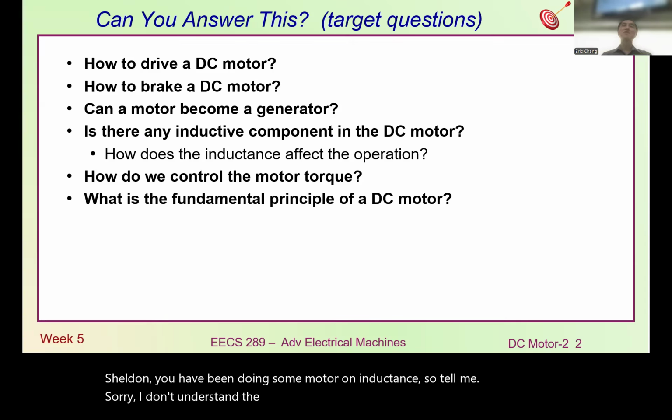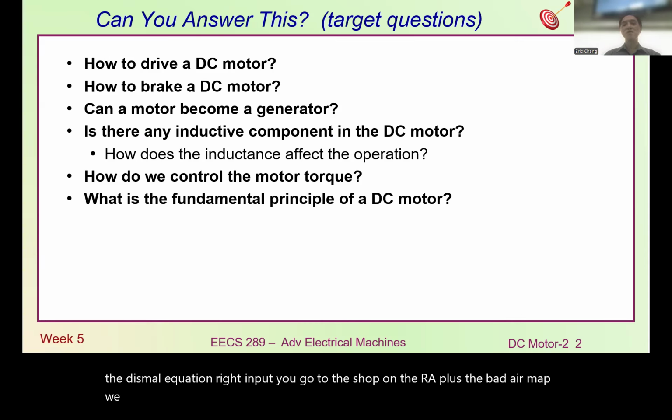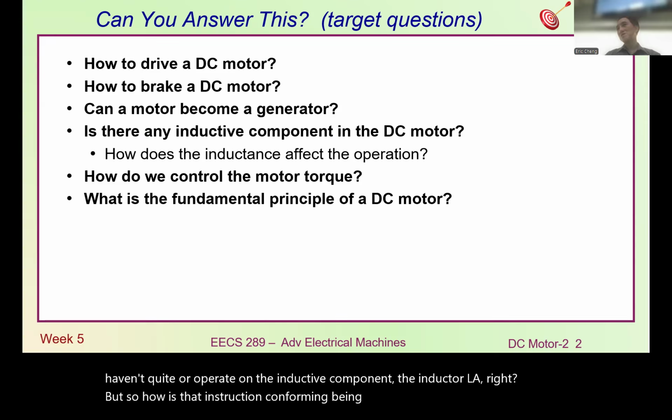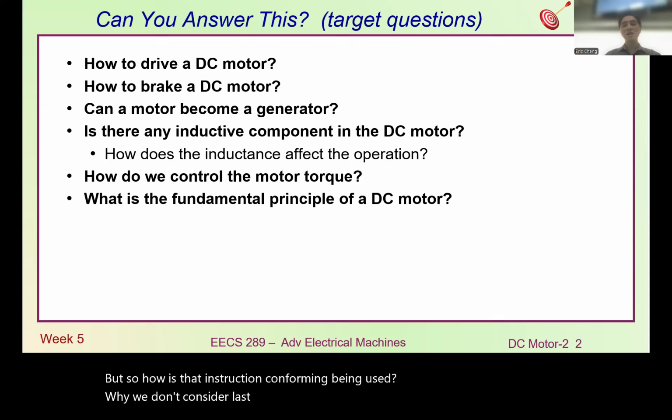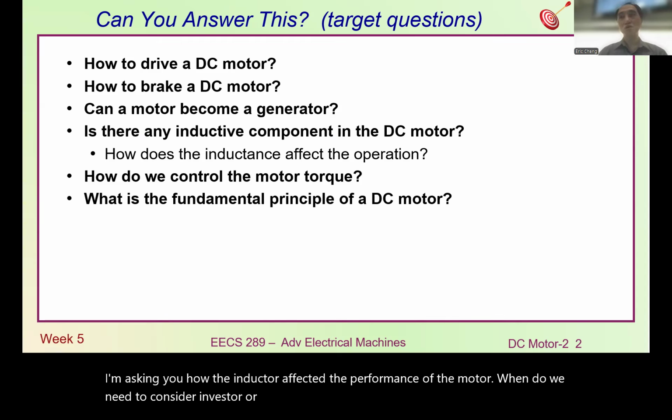So for the last few lectures, we've been working on the DC motor equation, right? Input voltage equals the voltage drop on the RA plus the back EMF. We haven't quite manipulated or operated on the inductive component, the inductor LA, right? So how is that inductive component being used? Why didn't we consider it last week, but now I'm asking you how the inductor affects the performance of the motor. When do we need to consider the inductor, and when do we not?